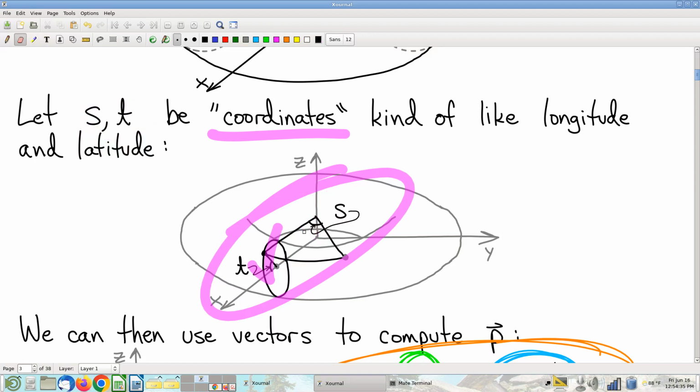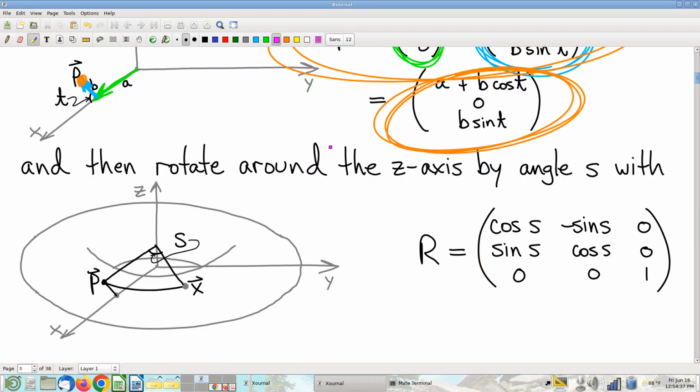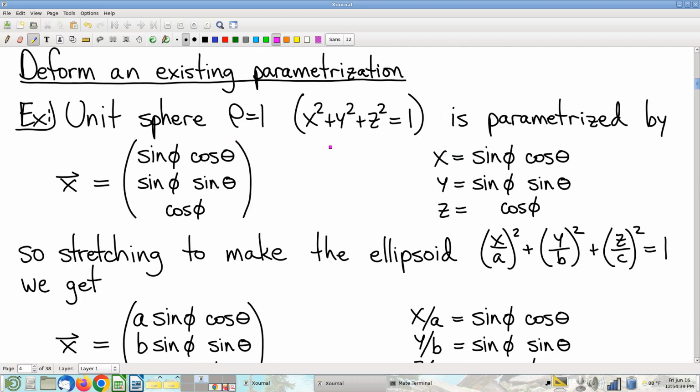All right. Okay, moving along. Sometimes you already have a parameterization of a similar surface. It's not quite exactly what you want, and sometimes all you have to do is tweak your existing parameterization to get the parameterization you want.